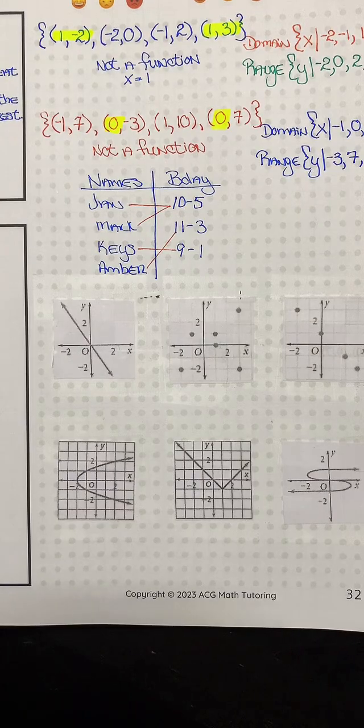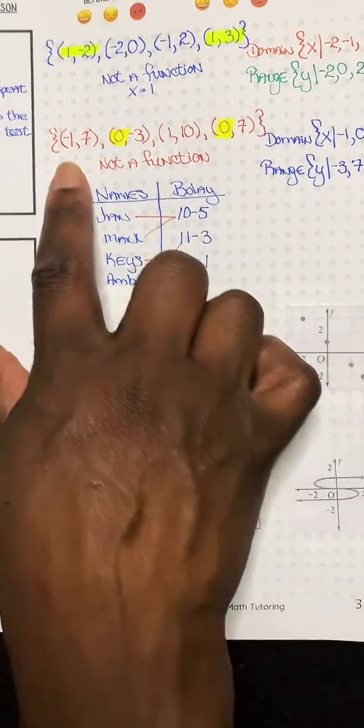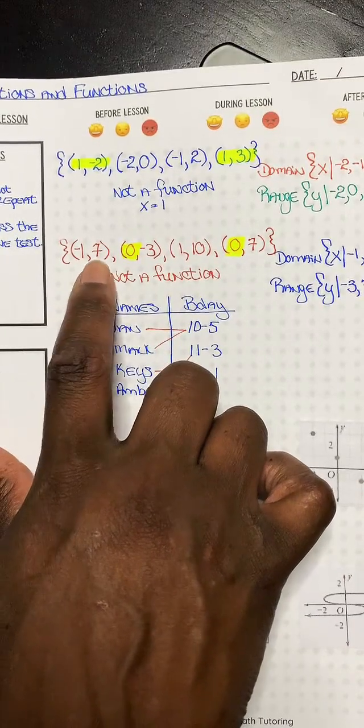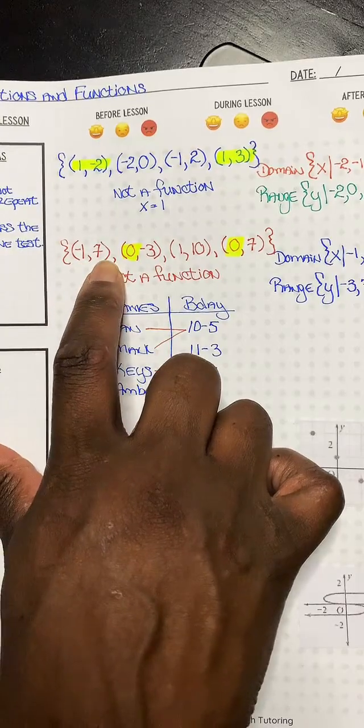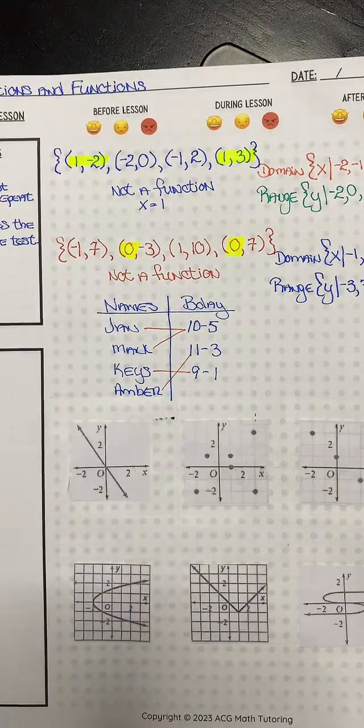Remember that? Which ones are Y values and which ones are X values? Think of the alphabet. X, Y. Just like if you think about X, Y, Z. So X comes first and Y comes after. All right.